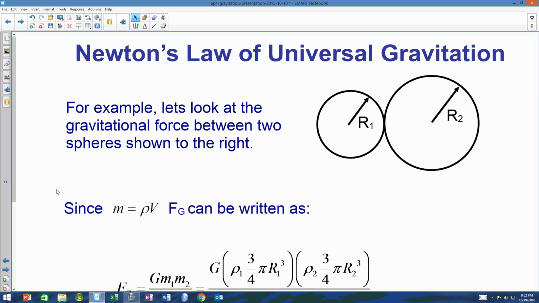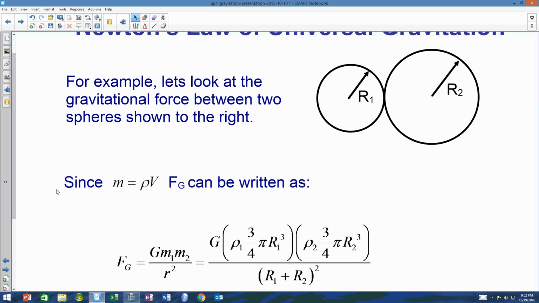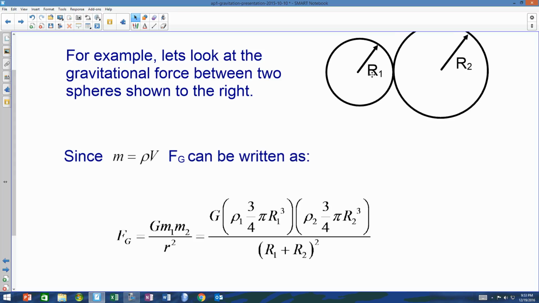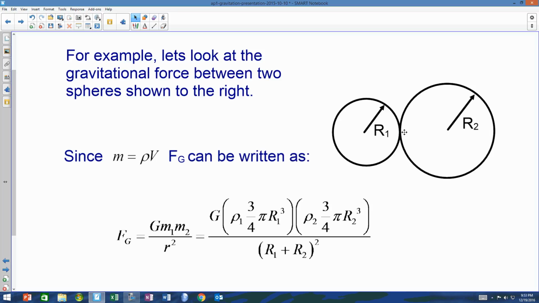For example, let's look at the gravitational force between two spheres shown to the right. Since mass is equal to the density times the volume, we can rewrite the force as G times rho 1 times 4/3 pi r1 cubed times rho 2 times its volume, which is 4/3 pi r2 cubed, all divided by the distance between them squared. Well, the distance between the two centers is going to be R1 plus R2, and we're going to square that quantity.